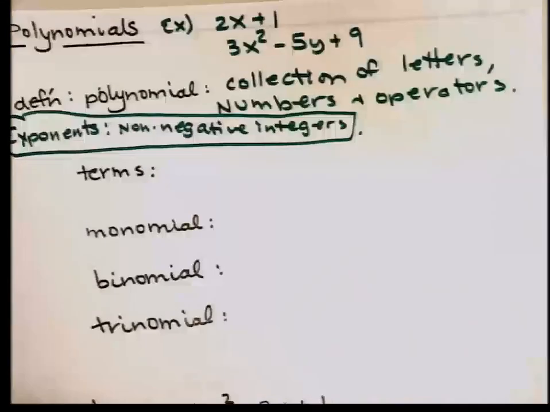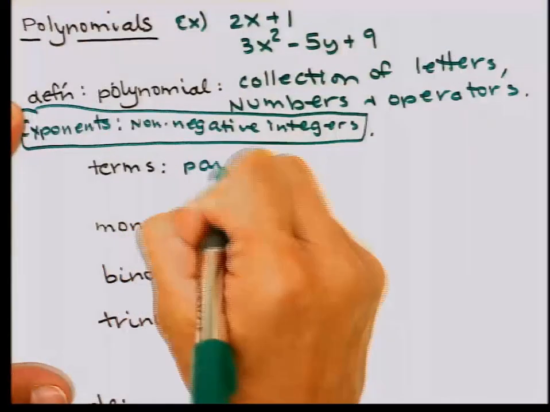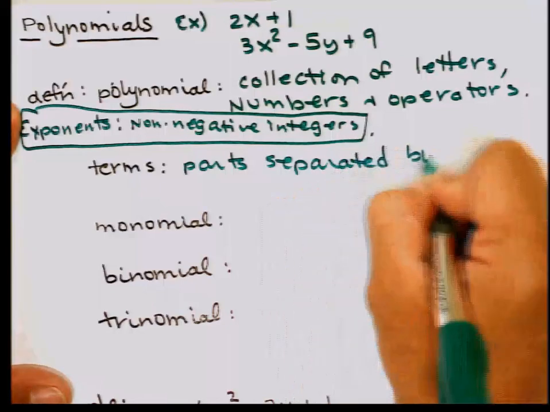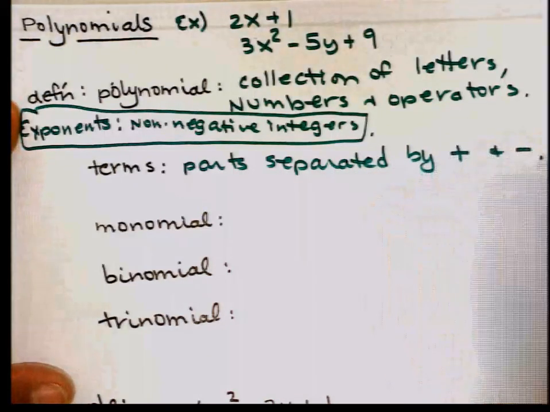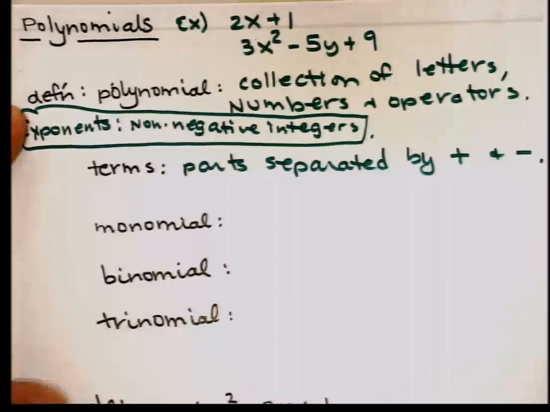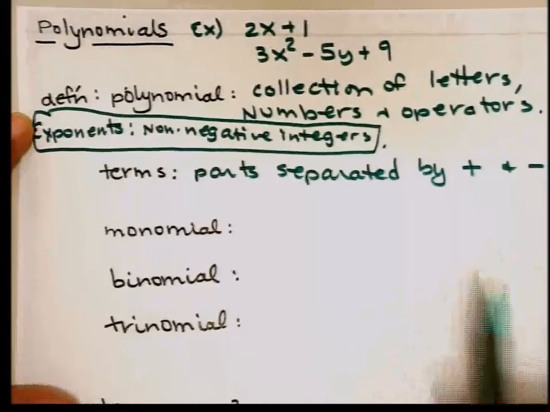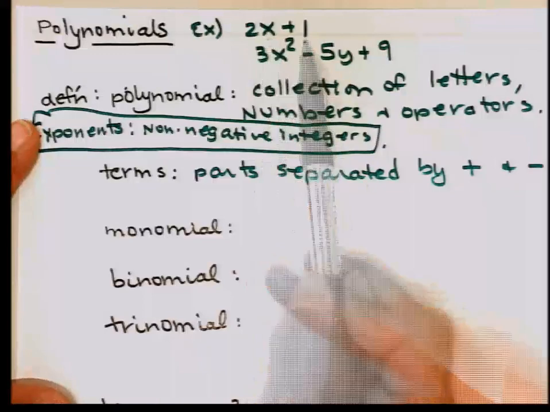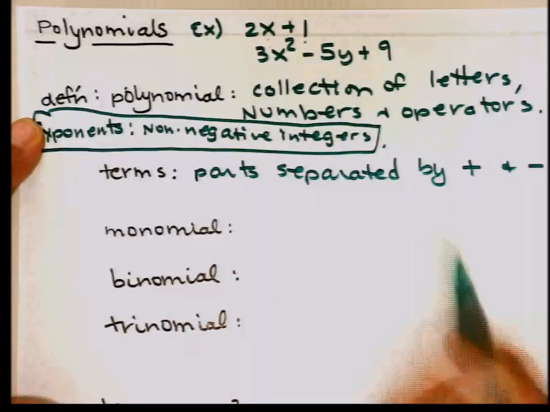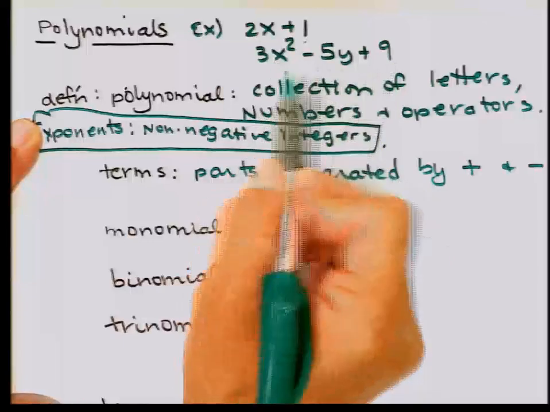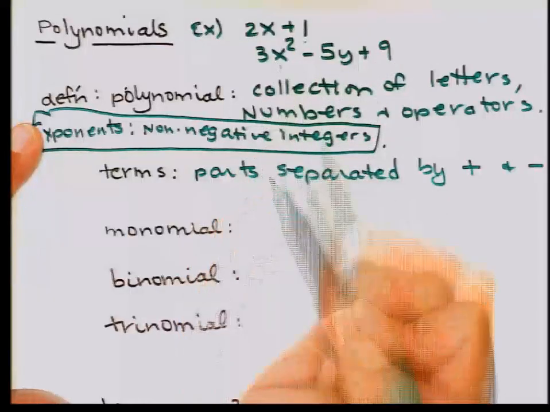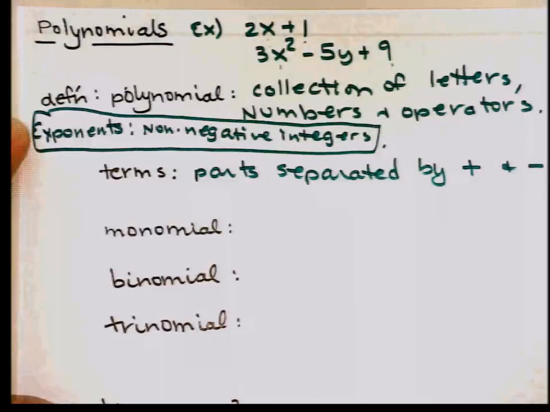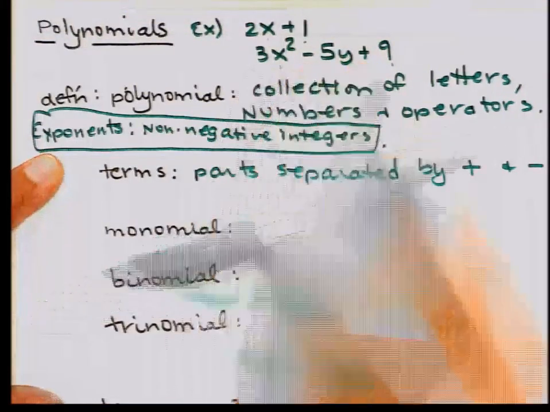Okay, so terms. Terms are the parts separated by the pluses and minuses. So in my first example, 2x plus 1, up there at the top, there are two terms. 2x is one term, positive 1 is the other term. My second example, there are three terms. 3x squared is one term, negative 5y is one term, positive 9 is one term. So the terms are the parts separated by the pluses and minuses.